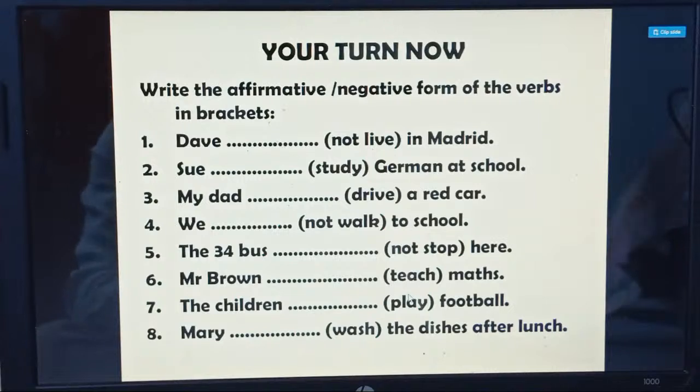ఇంతకుముందు నేను చెప్పిన జనరల్ ట్రూత్, you just remember, if the subject is singular, then you need to add s or es to the verb form.